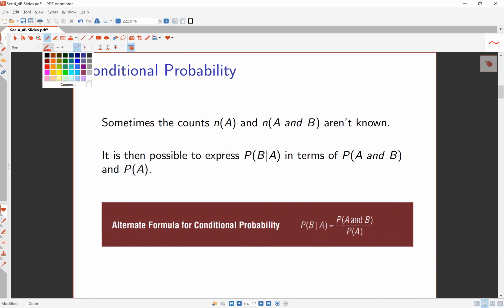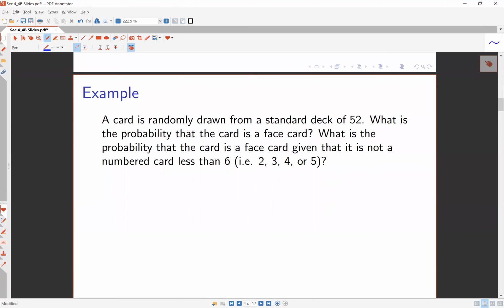If you are not able to list out all the outcomes, maybe you have probability information. What you should notice here is this formula looks very similar, except instead of now counting the number of outcomes, if we have the probability that A and B are simultaneously true, and we have the probability of A, we can just take the ratio of those 2 probabilities. So we're able to do this by counting outcomes, but even if we're not able to do that, if we have certain probabilities, we can apply this formula. So let's look at a couple of examples.